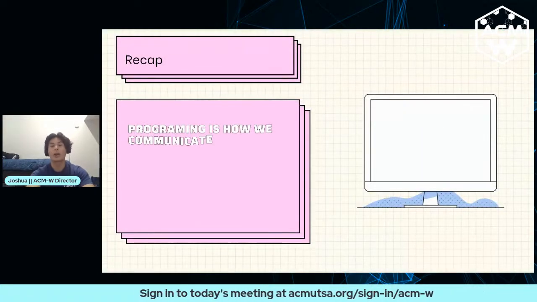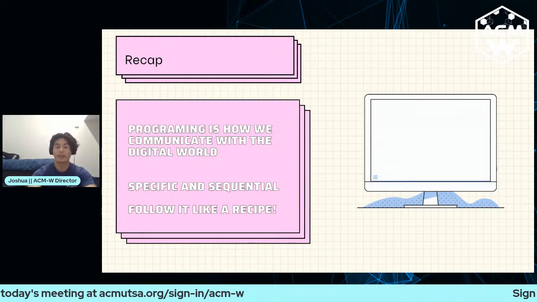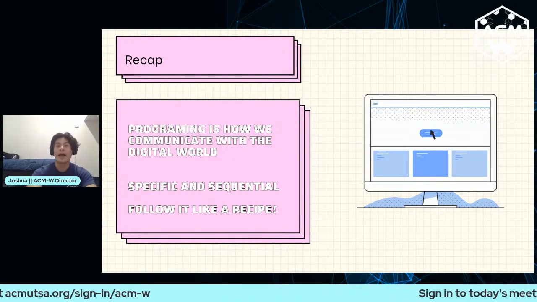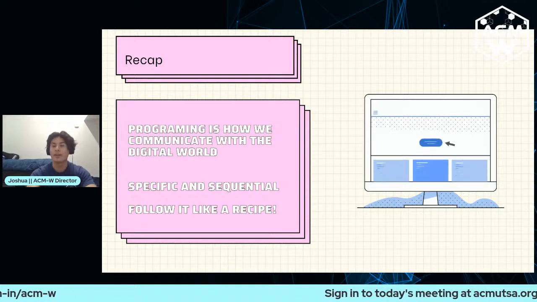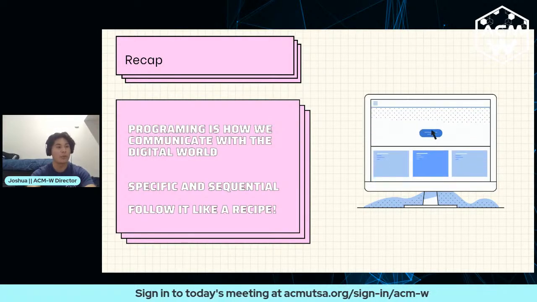So to recap, programming is how we communicate with the digital world. It is characterized by having instructions that are specific and sequential. And when we get the code right, just like in a recipe, the end result is a program that helps us enjoy a little bit more from our world.